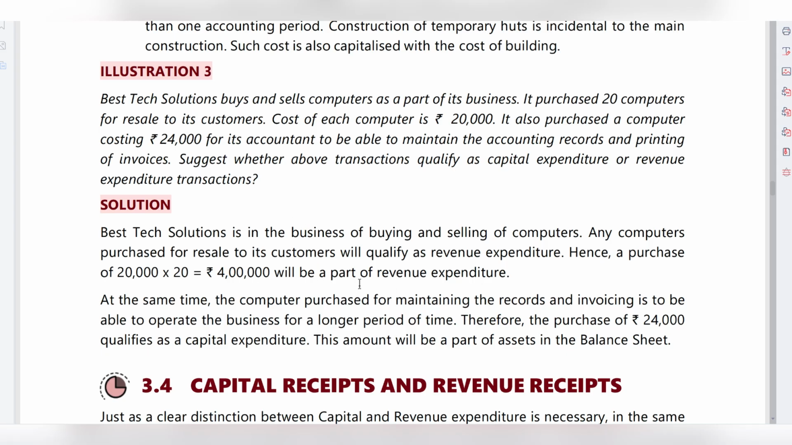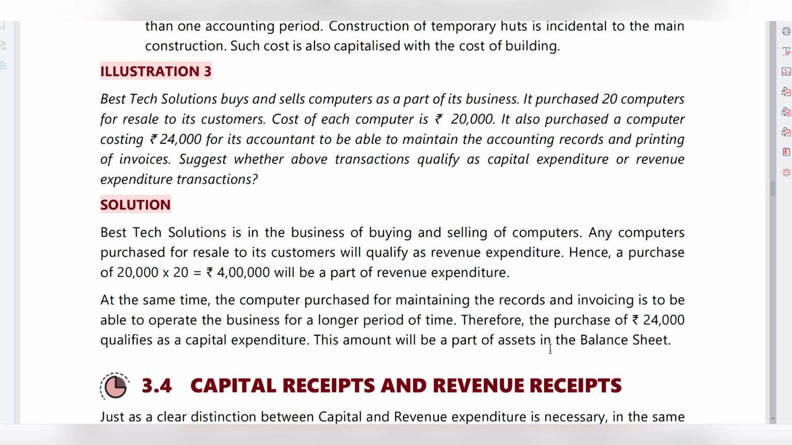At the same time, the computer purchased for maintaining the records and invoicing is to be able to operate the business for a longer period of time. So this should be classified as a capital expenditure, because this is a one-time investment and it is providing long-term benefit to the company, because they are going to use this computer for more than one accounting period. So this should be classified as capital expenditure.